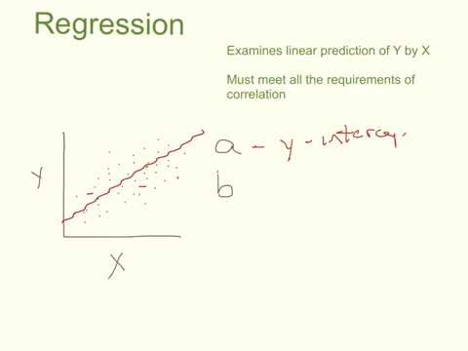So we get B, which refers to a slope. The y-intercept is simply the value of y when x equals 0. The slope is that rise over run, or it's the change in y for a 1 unit change in x. This information is put together to create a prediction formula where y predicted is A, or the y-intercept, plus B, the slope, times some x value.